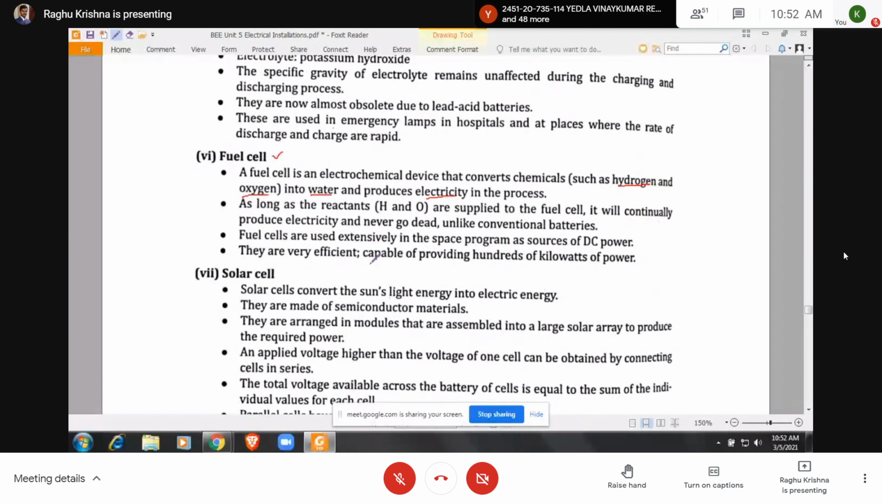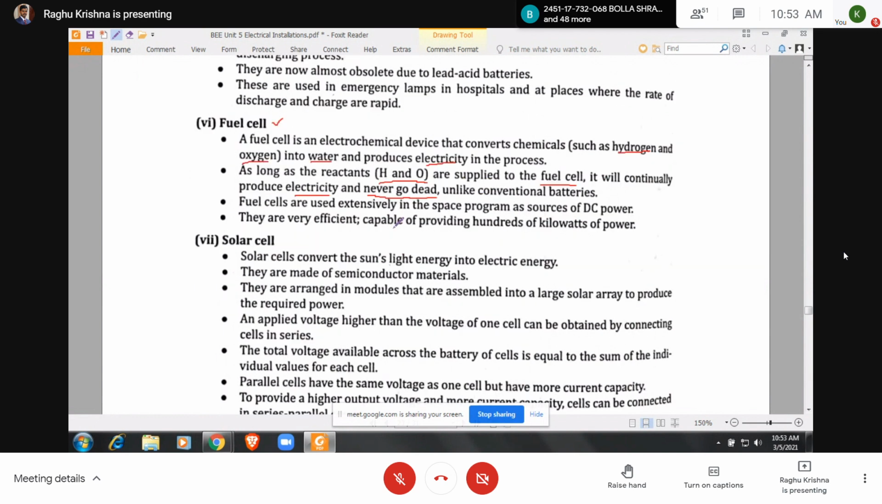As long as the reactants, hydrogen and oxygen, are supplied to the fuel cell, it will continuously produce electricity and never go dead, unlike conventional batteries. One of the main advantages of this fuel cell is that it will never go dead. If you take rechargeable batteries, after some cycles they may go dead, but this fuel cell never goes dead.